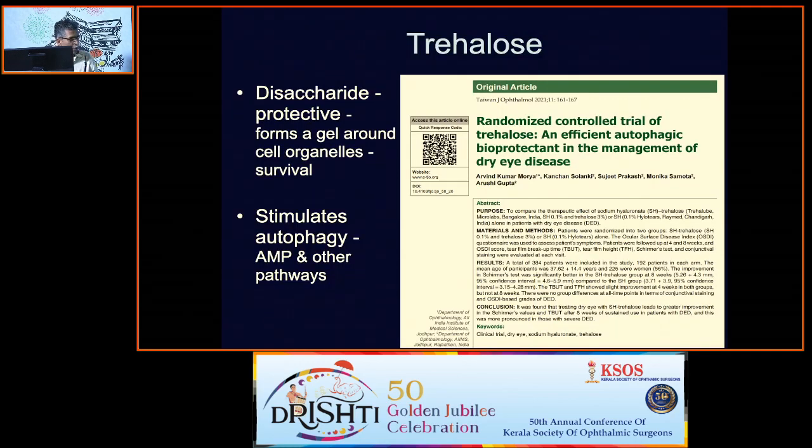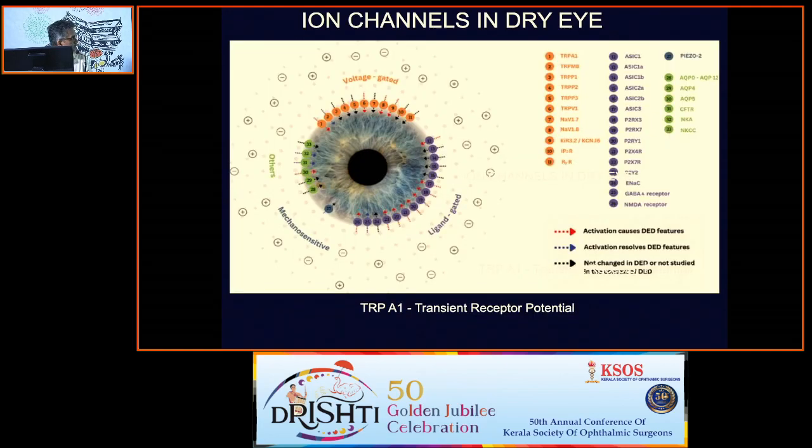There is another compound, trehalose, which is again useful. It is a protective disaccharide. It also forms a gel around the cell organelles, and it is supposed to stimulate autophagy, and that's how it protects. There is a good randomized controlled trial from our All India Institute in Jodhpur, in which they have done a reasonably good study, and they have found that trehalose along with sodium hyaluronate is quite useful.